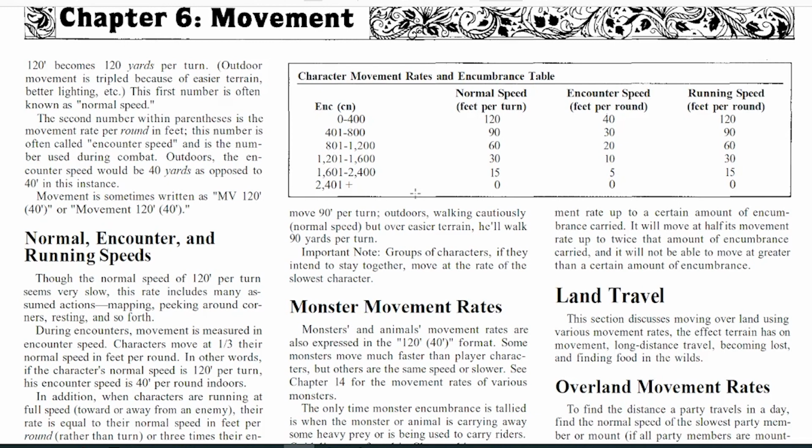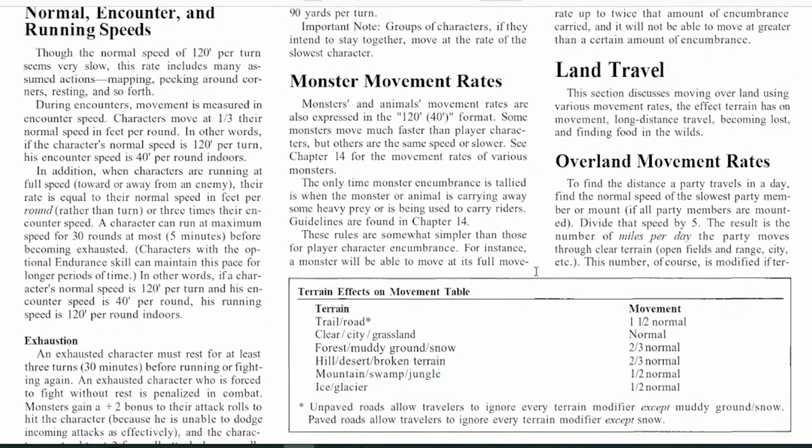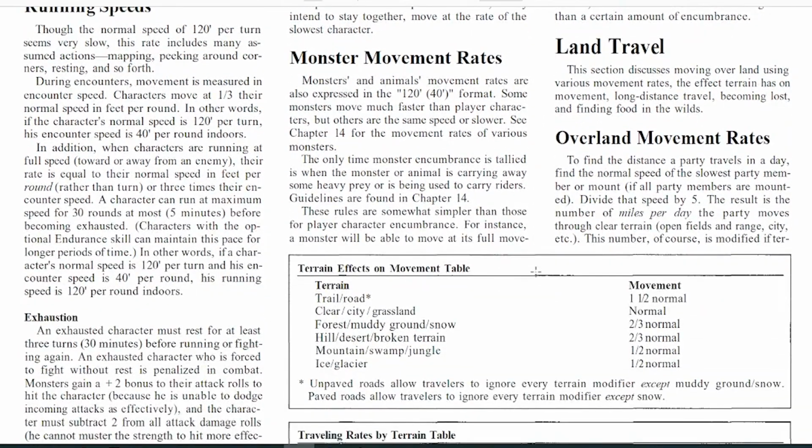But when you start to collect stuff, treasure, for example, your movement's going to slow down. Encumbrance is a big deal in these early games. And the monsters also have the standard 120 to 40. But some of them do vary, as we'll see when we go over monsters.